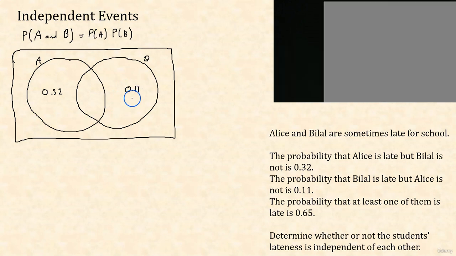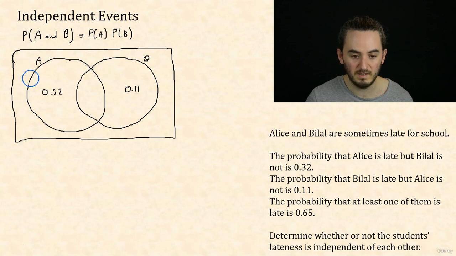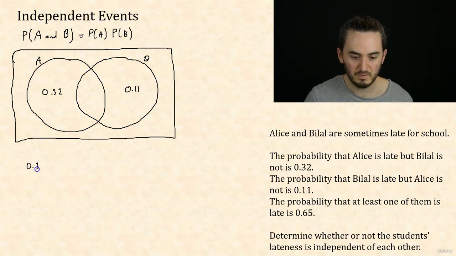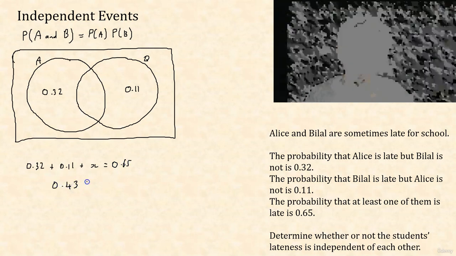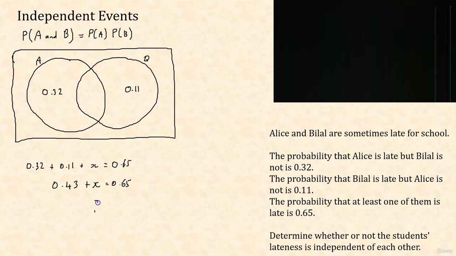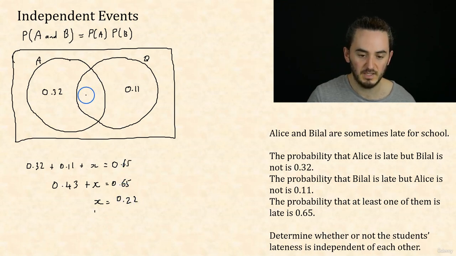And the probability that at least one of them is late is 0.65. So at least one of them being late, that means it's somewhere in all of this bubble here. So this entire thing should add up to 0.65. So that means that 0.32 plus 0.11 plus the little region in the middle, x, should add up to 0.65. Okay, we've got 0.43 plus x is 0.65, and taking 0.43 off both sides, I get 0.22. So that's the intersection here.